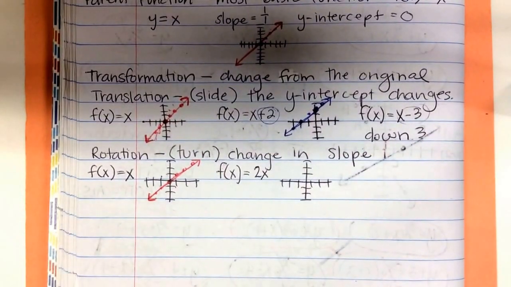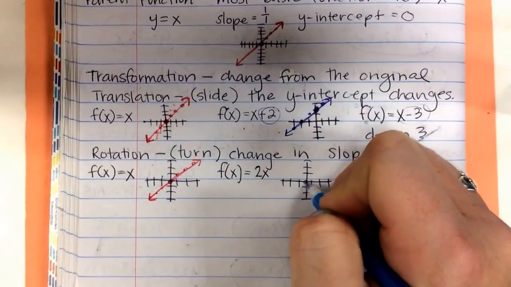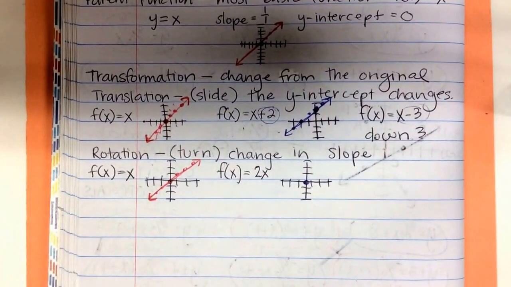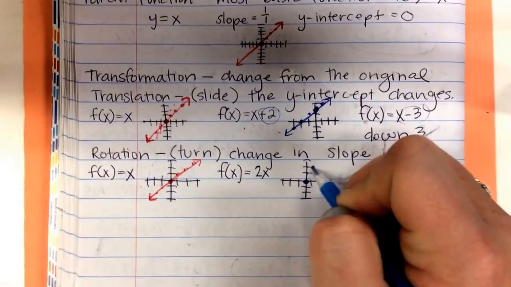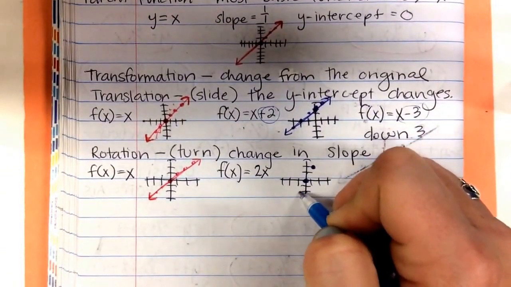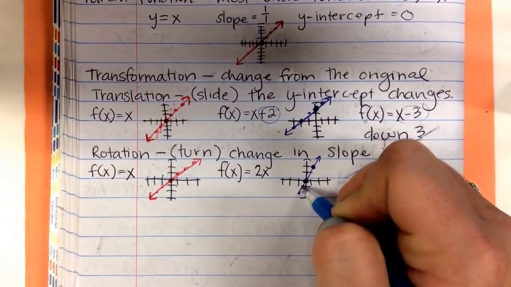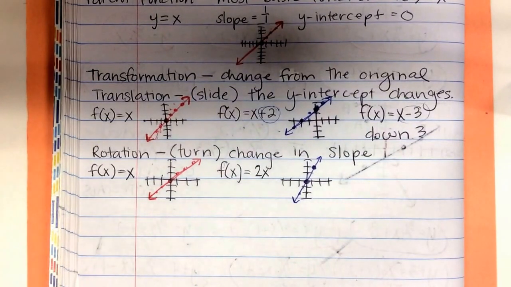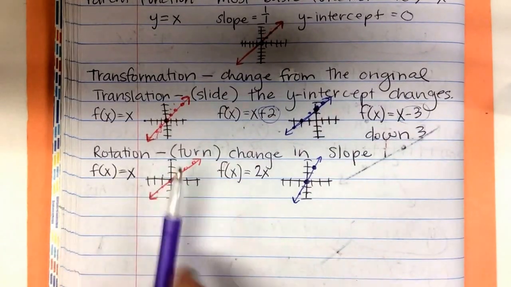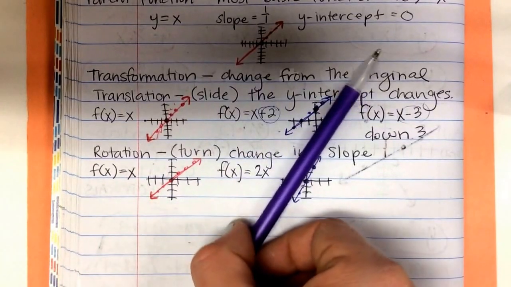Where does 2x start? What's the intercept? 0. And what happens to my slope? What is my slope for this line? Up 2 over 1. And the opposite is down 2, backward 1. And look what happened to my line. When the slope changes, the line turns. It rotates. It went from here to here.